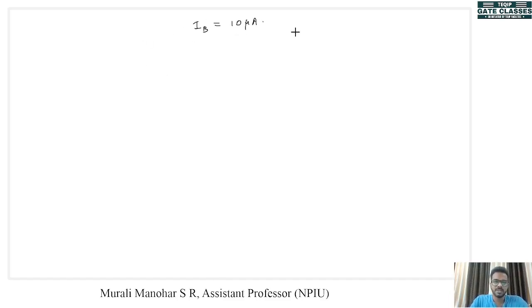So IB is equal to 10 microampere, which is the DC base current in the circuit. Now we have the value of IB as 10 microampere. Now we can go for the AC analysis.